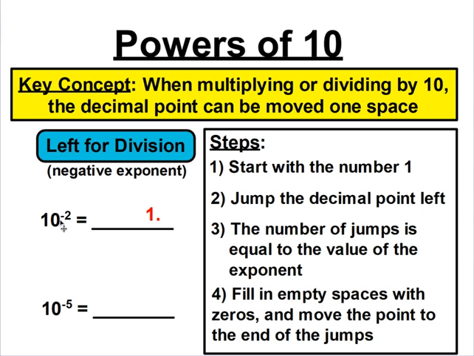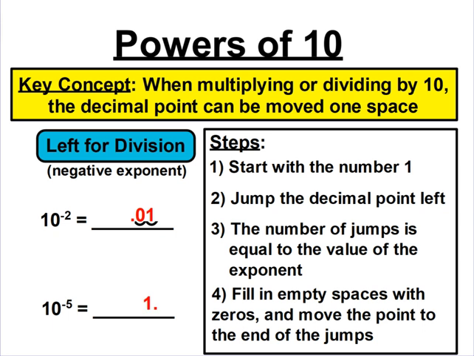So 10 to the negative second power means write down a 1, and then take the decimal point and jump it 2 spaces left. All right, so I did that. So now I have to fill in the empty space I made here with a 0, which I'm going to do. And I'm going to make sure my point, since I jumped it, moves to its new home, or its new location.